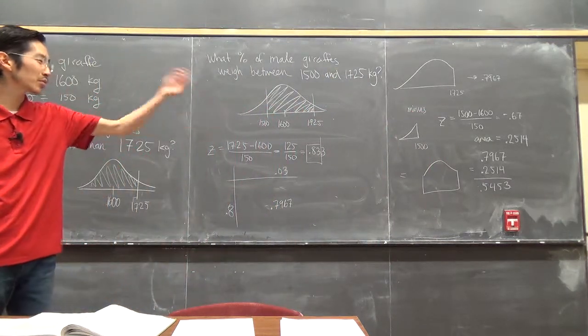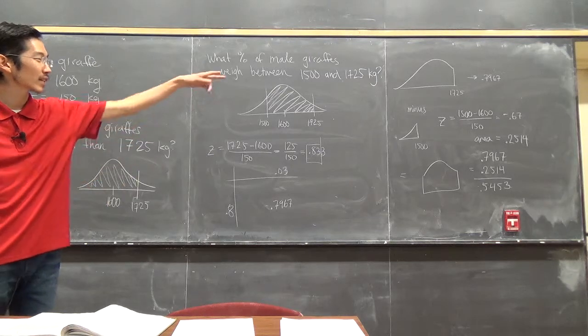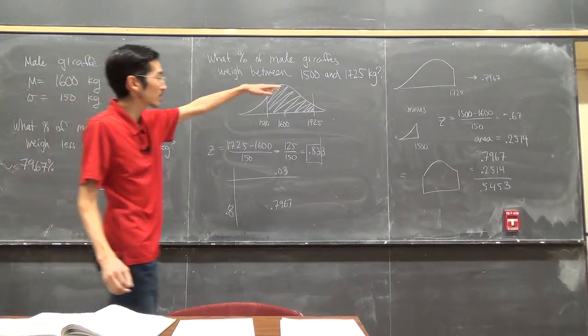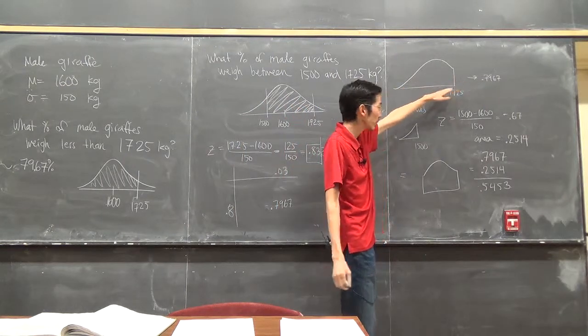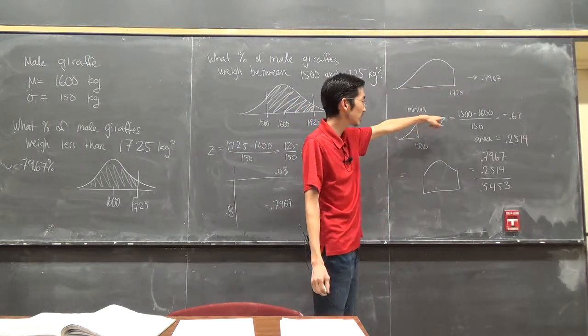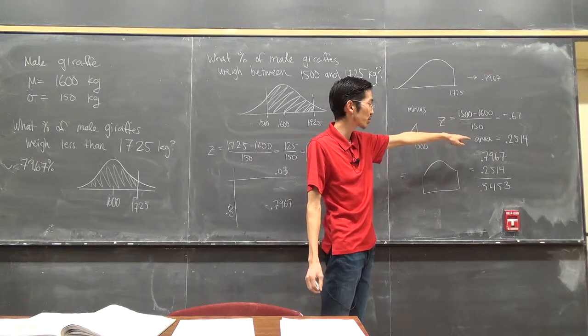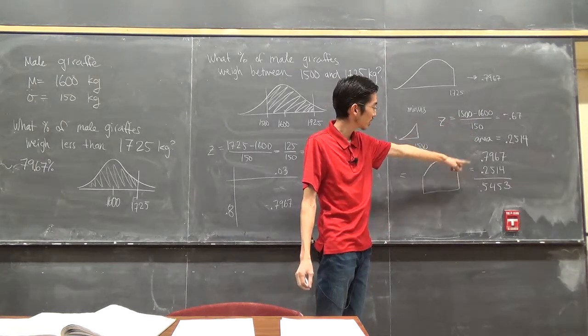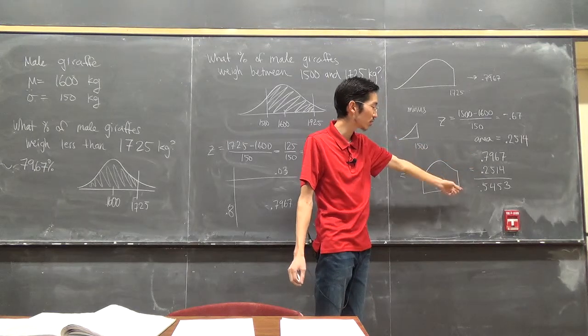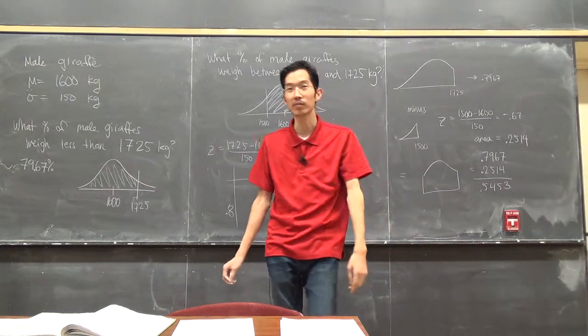All right, so I'm getting 0.5453. Area to the left of 1725 is 0.7967. We did that in the previous problem. For 1500, I get a z-score of negative 0.67, which corresponds to an area of 0.2514. I take the difference between those two, and I get 0.5453.